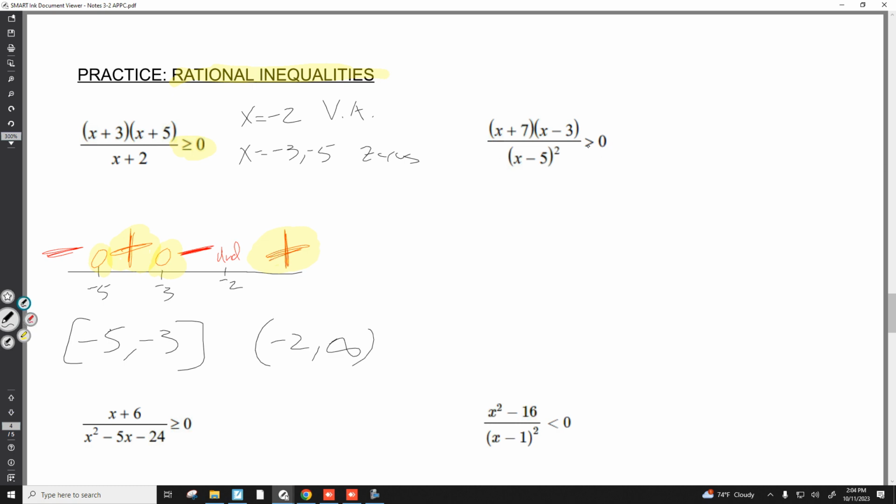Do this one, make this a greater than, make this a less than or equal to. Everybody, change the question. Everybody, second question, change it. Less than or equal to. Go. Do the second question.